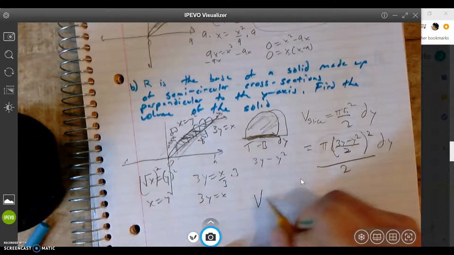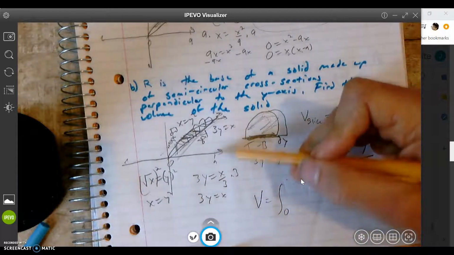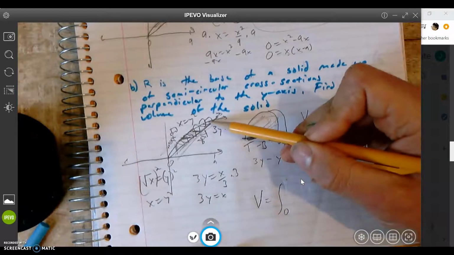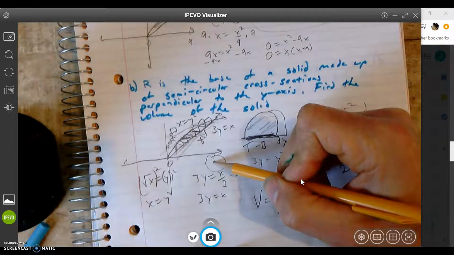dy. Cool. So now the volume is the integral between 0 and, ooh, what's this point right here? On the y, that's what I need. So when x is 9, what is the y?